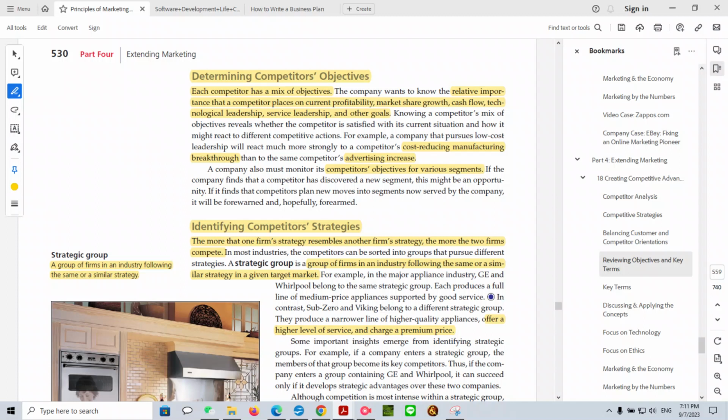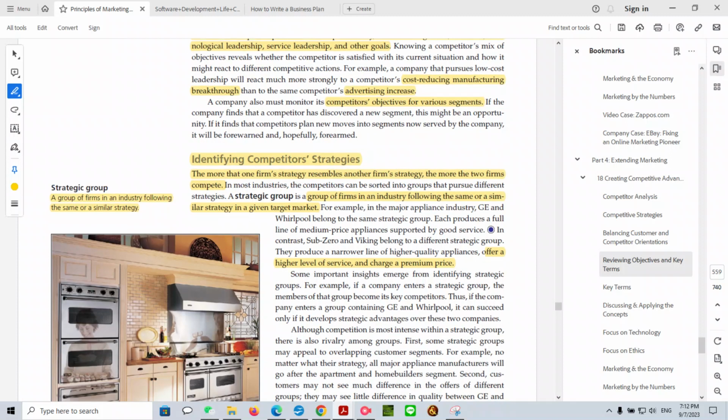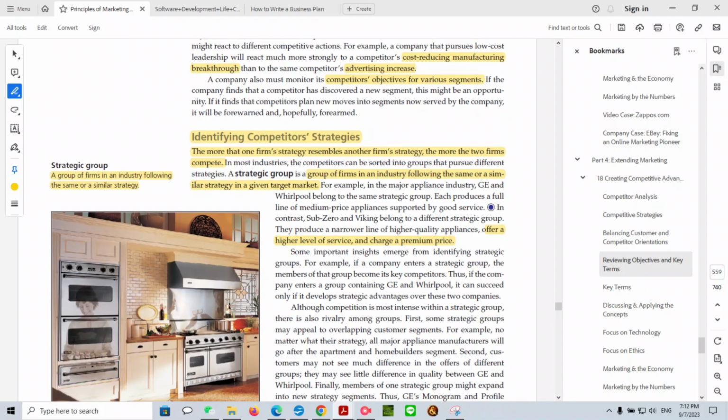Some important insights emerge from identifying strategic groups. For example, a company enters a strategic group. Members of that group become its key competitors. Thus, if a company enters a group, it can succeed only if it develops strategic advantages over these companies. Okay? That's your differentiation. Remember we talked about that? You need to offer something different, in the same niche, than what our competition has.